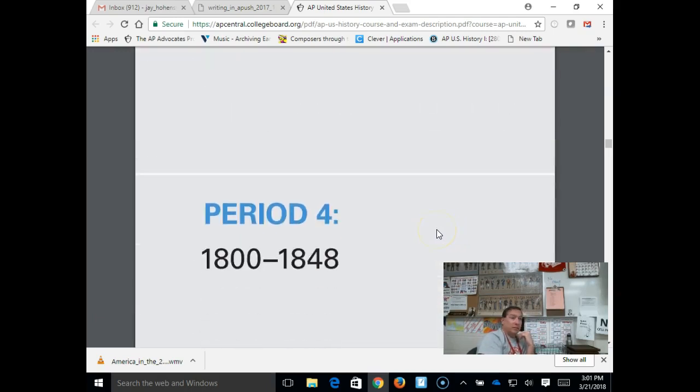That is period 3. Period 4 then is Jefferson, going all the way up through the Polk presidency, which is moving from Jeffersonian democracy to Jacksonian democracy, and getting us close to that point of expansion right at the point of the Mexican-American War. So that's the first thing we'll do when we come back for our reviews after break.